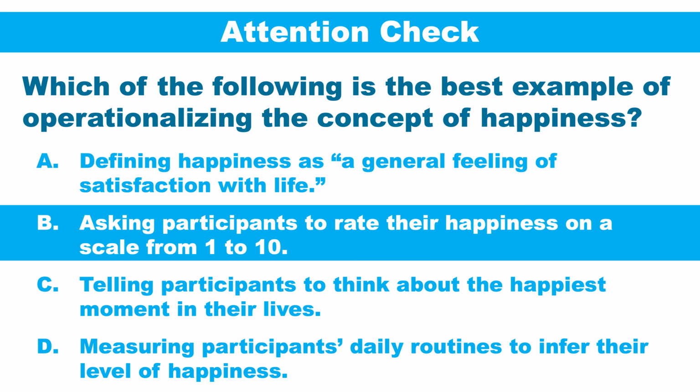The correct answer is B. Operationalization involves creating a concrete, measurable way to assess an abstract concept, such as using a rating scale to quantify happiness. Now that we've explored how to measure abstract concepts, let's turn to the people involved in research. How do we decide who to study? That's where populations and samples come in.